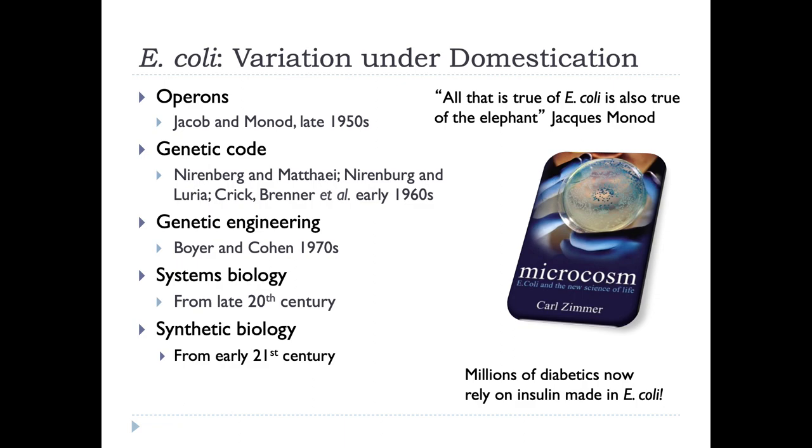Monod, in this kind of Delphic utterance in French, summarized the role of E. coli in biology by saying that all that is true of E. coli is also true of the elephant. In many ways, that's a great insight. The genetic code that was deciphered in E. coli works in the elephant as well. An E. coli ribosome and an elephant ribosome look pretty much the same, and they work on similar principles. And if you're interested in the role of E. coli in science, Carl Zimmer, a science journalist and author from the US, wrote a book on this called Microcosm a few years back, where he summarized all of this.